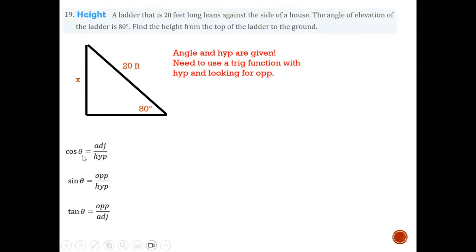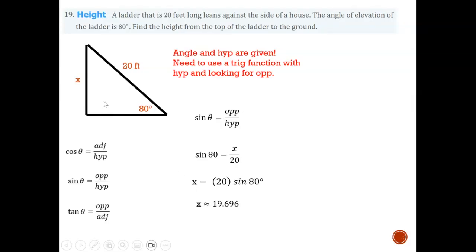We cannot use cosine. We cannot use tangent. Why? Because tangent will give you opposite over adjacent, and the adjacent is not given. So we're forced to use the sine, which is opposite over hypotenuse. So the sine of 80 degrees is equal to x over 20. Multiply both sides by 20. So x equals 20 times sine of 80 degrees. So x is approximately 19.696 feet.